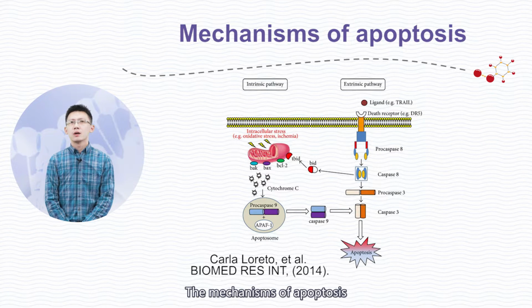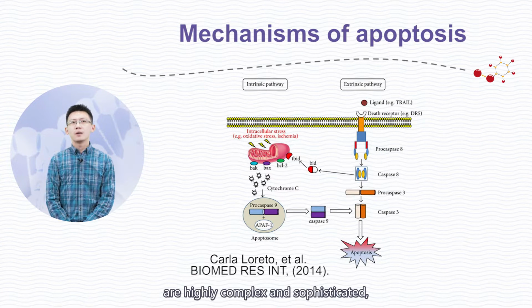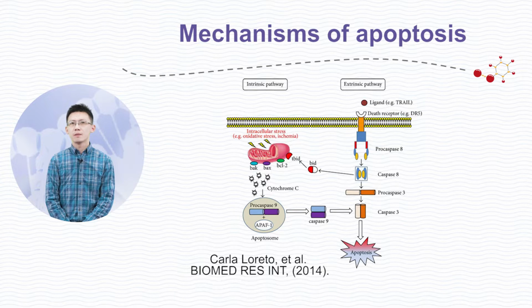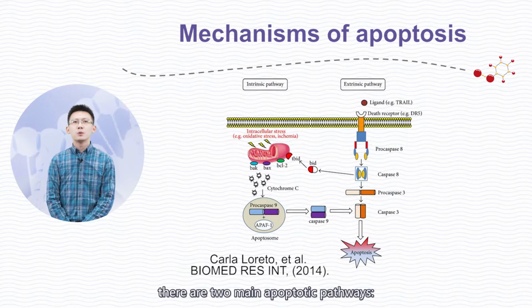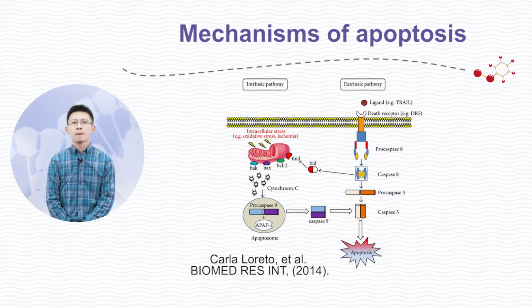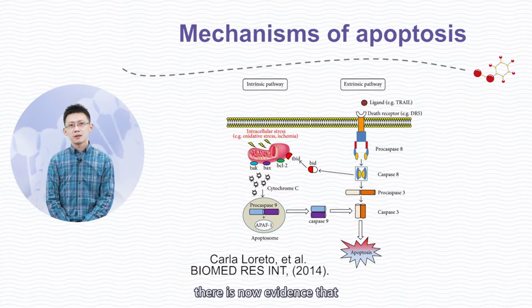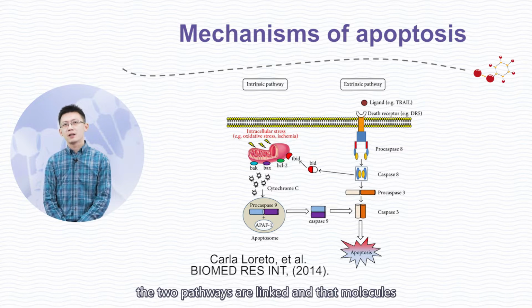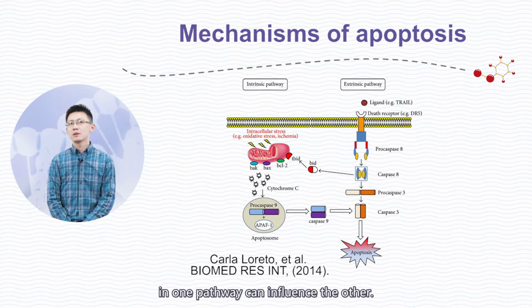The mechanisms of apoptosis are highly complex and sophisticated, involving an energy-dependent cascade of molecular events. To date, research indicates that there are two main apoptotic pathways: the extrinsic or death receptor pathway and the intrinsic or mitochondrial pathway. However, there is evidence that the two pathways are linked and that the molecules in one pathway can influence the other.